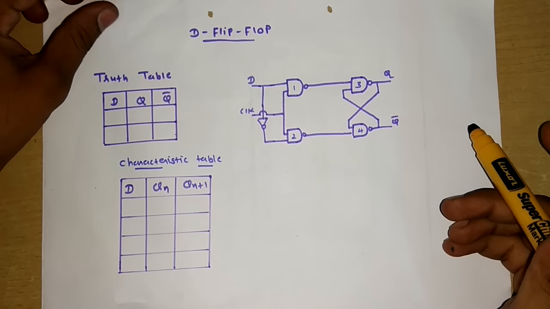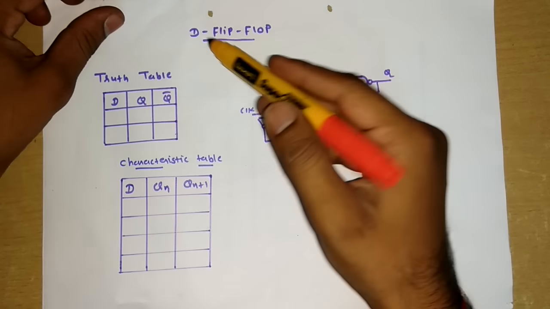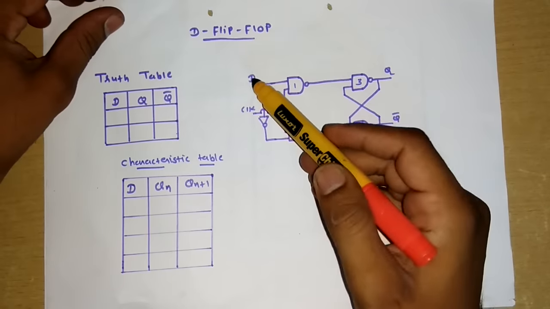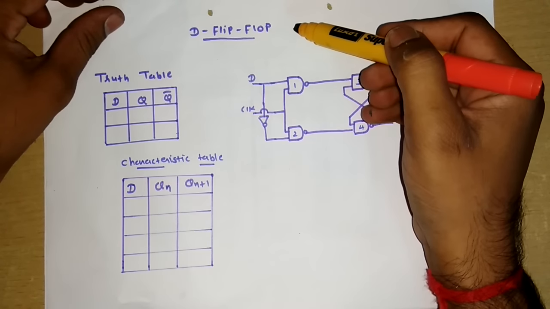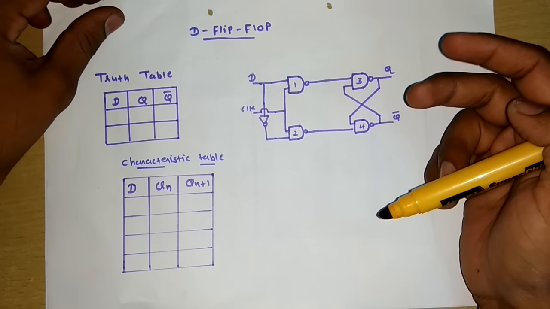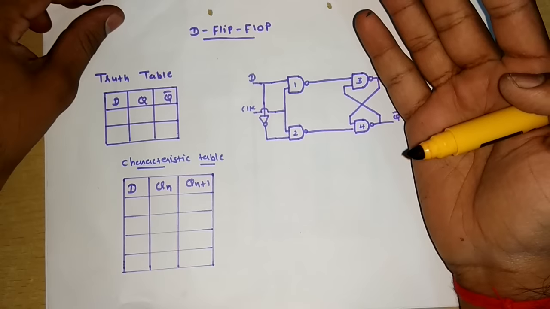Hello students, today we are going to see how D flip-flop works. As the name suggests, it has only one input, that is D. In the previous lecture we have seen how SR flip-flop works. In the SR flip-flop there are two inputs. Now with these two inputs there were only four possibilities.